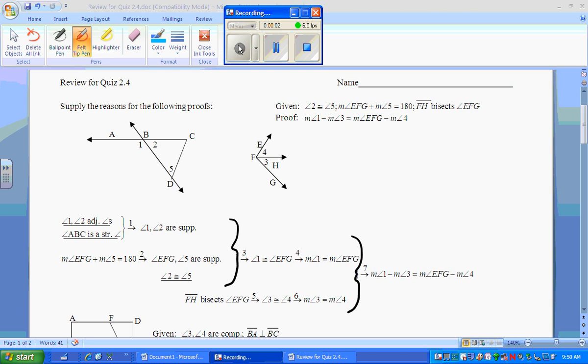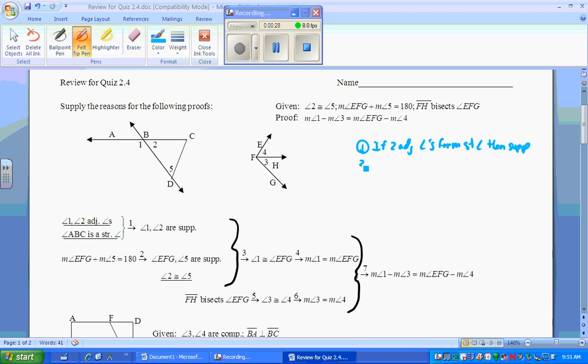All right. This is the review for 2.4, the quiz entirely on proofs. Let's go through the answers. Number 1 here, we're going from adjacent to straight to saying supplementary. So reason 1 would be if two adjacent angles form a straight angle, then supplementary. Reason 2, we went from this given right here to say that we're supplementary, so this is definition of supplementary.